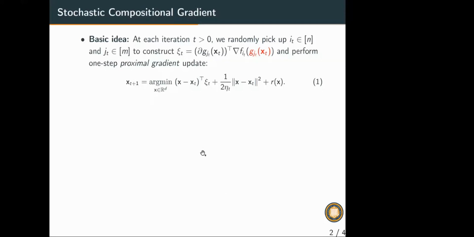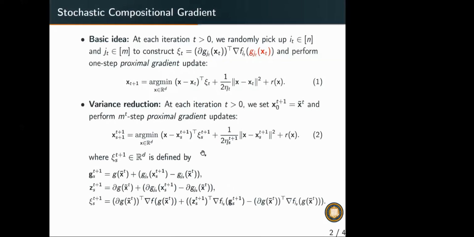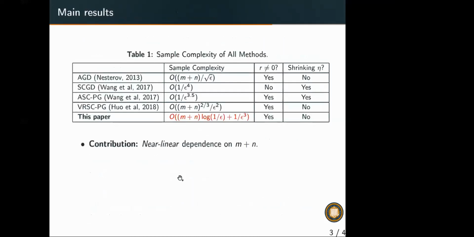We can also use variance reduction to reduce the variance of C_t and improve the complexity bound. At each iteration, we set the initial iterate for the inner loops as the reference point from the last iteration and perform m_t steps of proximal gradient updates with the variance reduced compositional gradient. At each inner loop, the variance reduced compositional gradient is constructed using these three equations. So the standard setting assumes m_t is a constant, and the reference point for the next iteration is the last iterate of the inner loops.